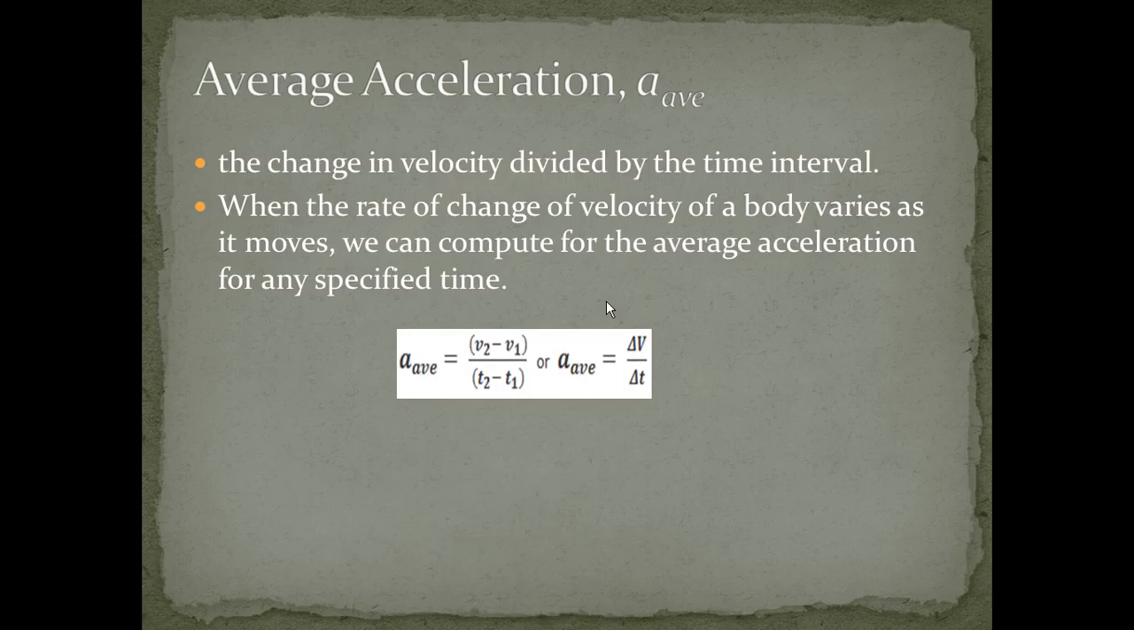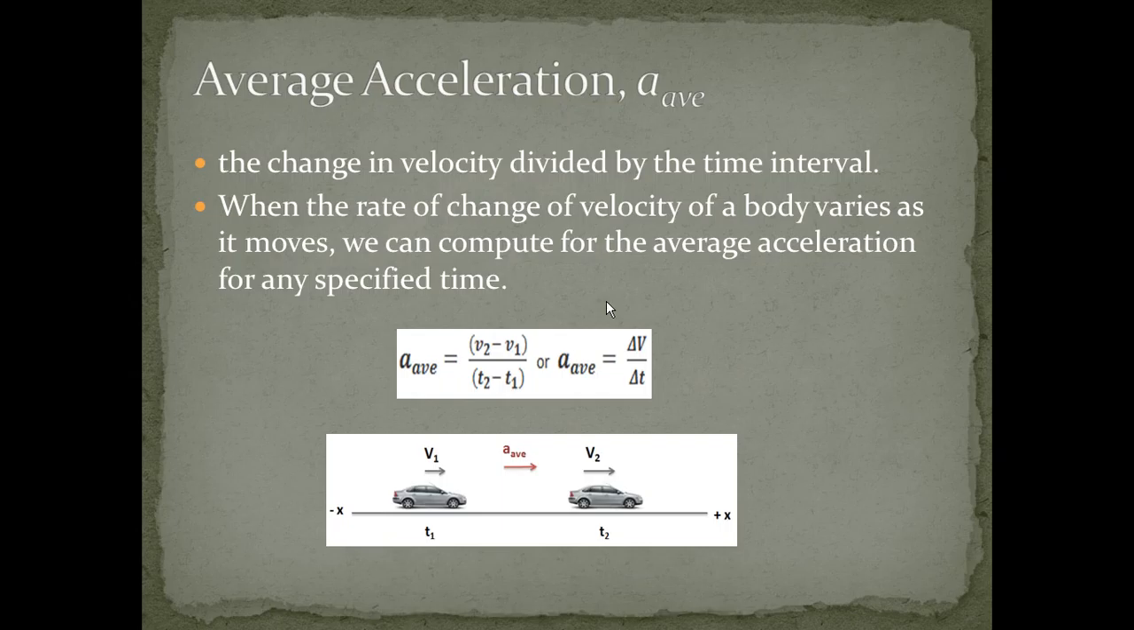So just like what we did with the average velocity, which is x sub 2 minus x sub 1 over t sub 2 minus t sub 1, this time for average acceleration we just replace x sub 2 with v sub 2, and x sub 1 with v sub 1. So that is delta v over delta t. Just to illustrate, if we have the same car moving between the intervals t sub 1 and t sub 2, and perhaps it increased its velocity from v sub 1 to v sub 2, then the average acceleration is simply v sub 2 minus v sub 1 divided by t sub 2 minus t sub 1.